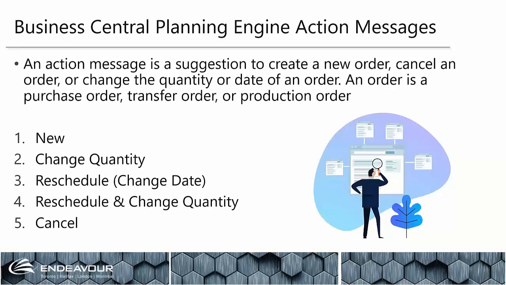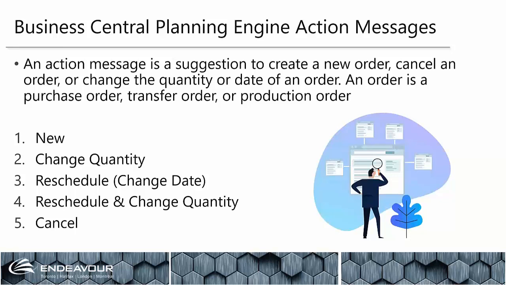Business Central planning engine action messages. Those are the messages that we were talking about a few minutes ago when we talked about the dampener period and dampener quantity. So based on the setups that we have on these fields, either globally in the manufacturing setup or locally, we will get one of the 4 messages. It's either new, change quantity, reschedule, reschedule and change quantity, or cancel.